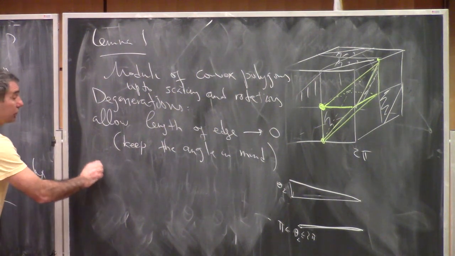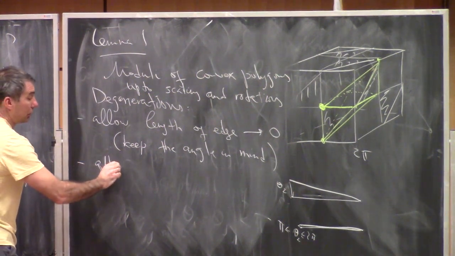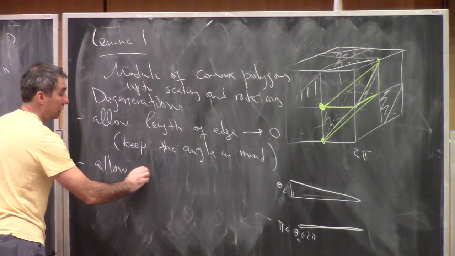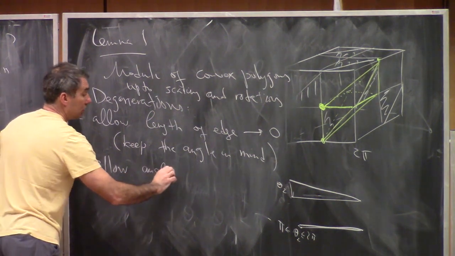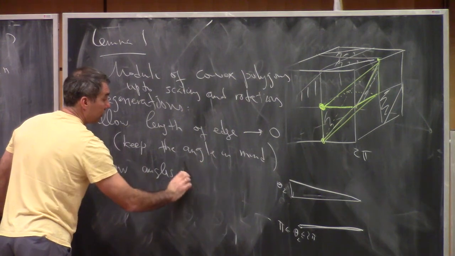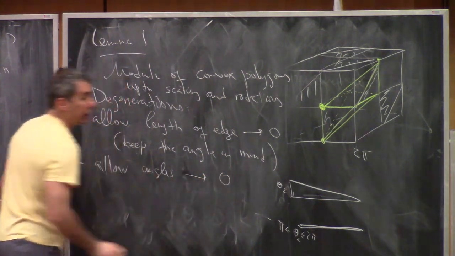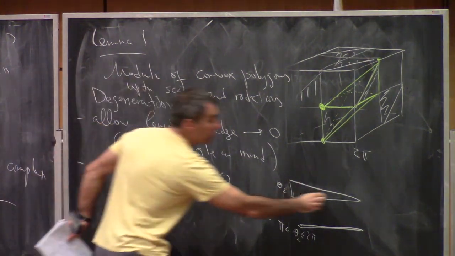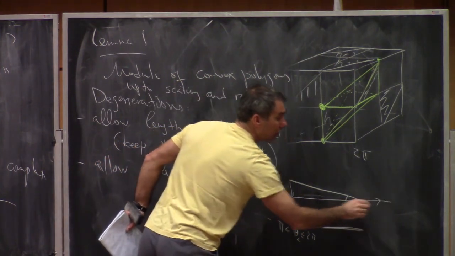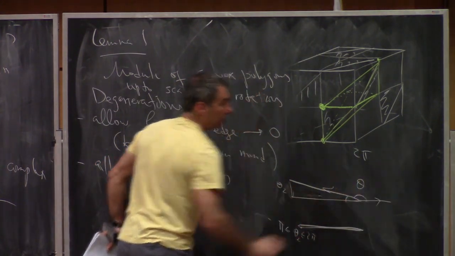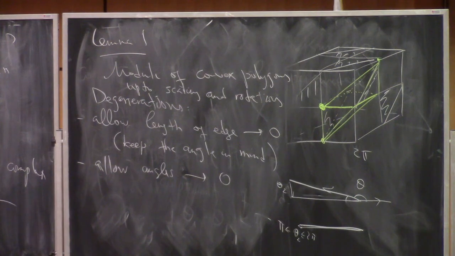And you allow, of course, this is the first thing, and then you allow angles to go to 0. The angle for me is not this angle, of course. It's the angle between these two vectors. So in some sense, you allow 2 consecutive edges to become parallel.